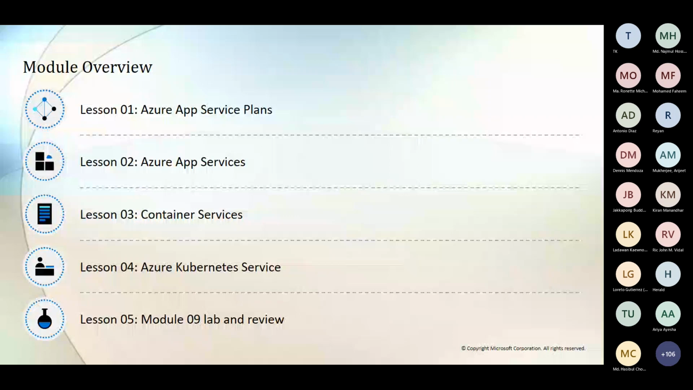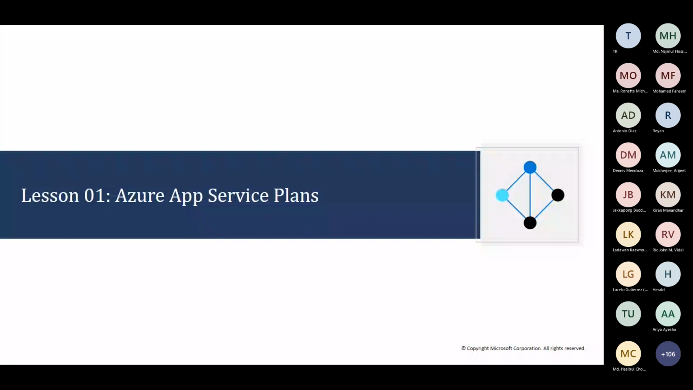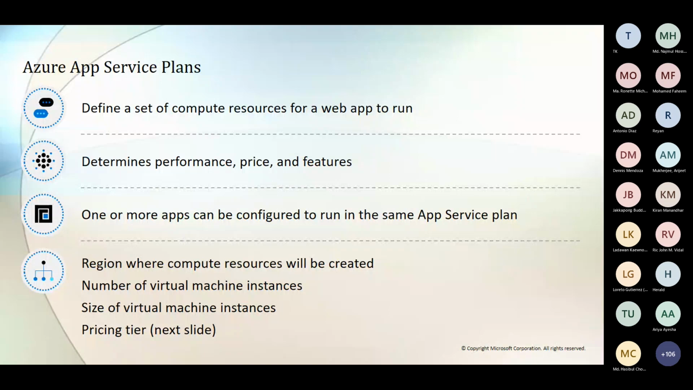So first, Azure App Service Plan. What is an app service plan? An app service plan defines a set of compute resources for a web app to run. It's a set of compute resources, like it can be VMs, that run or deploy your app. It determines performance, price, and features.